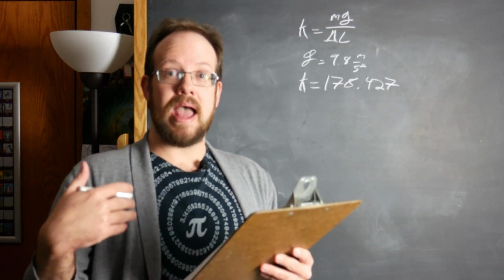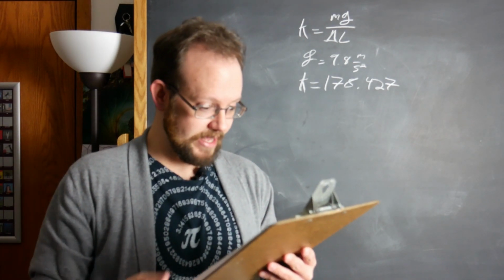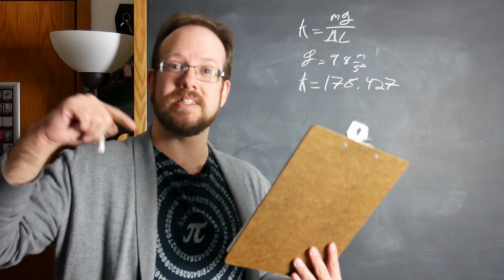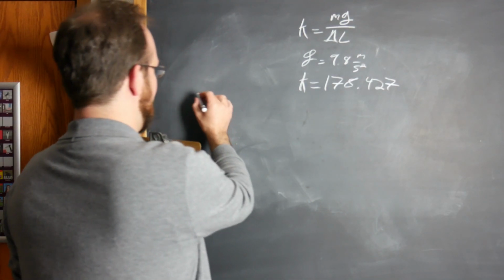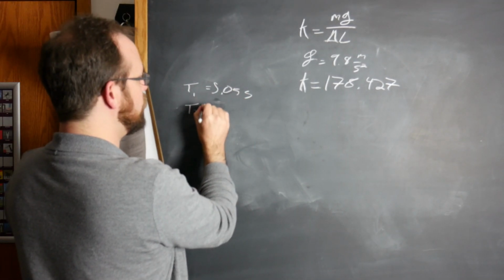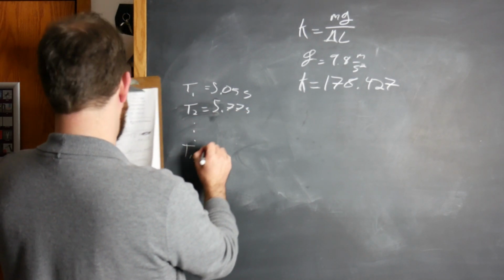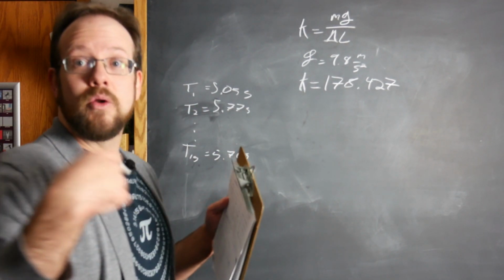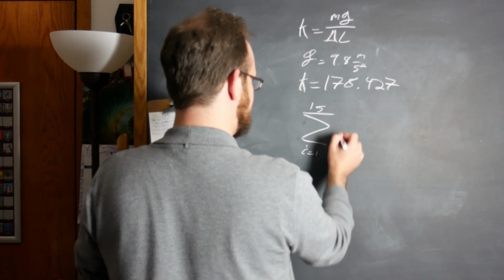Next, let's talk about our oscillations. I took 15 measurements of the oscillations to calculate the period. They were all 5 and change seconds, but each of those was 10 oscillations. So if we average all of those together, let's say T1 was 5.05 seconds, T2 was 5.77 seconds, and so forth all the way through T15, which was 5.70 seconds.